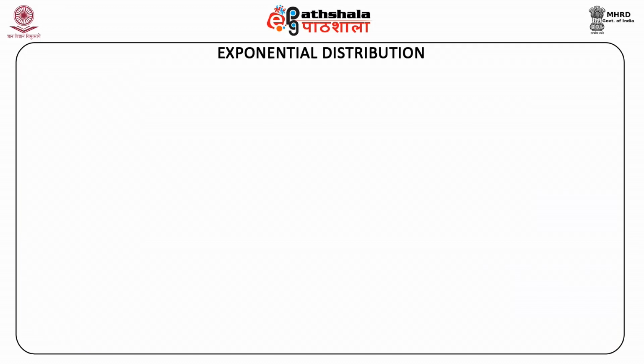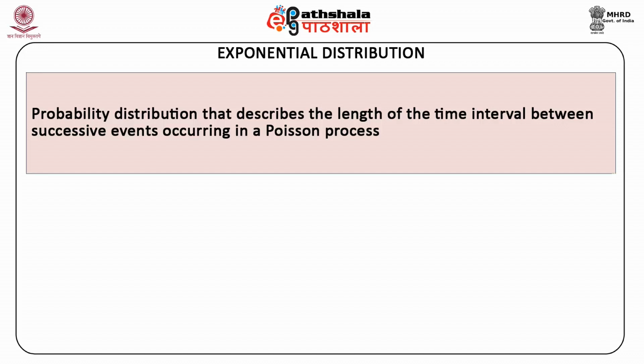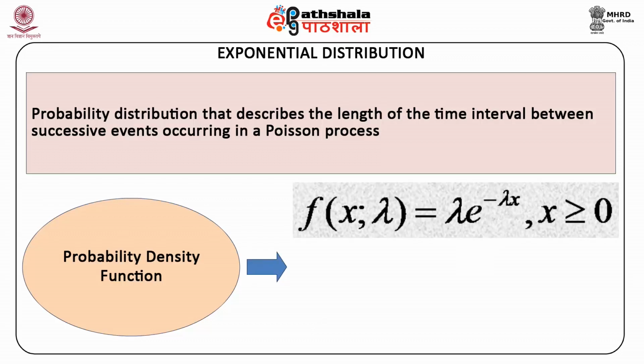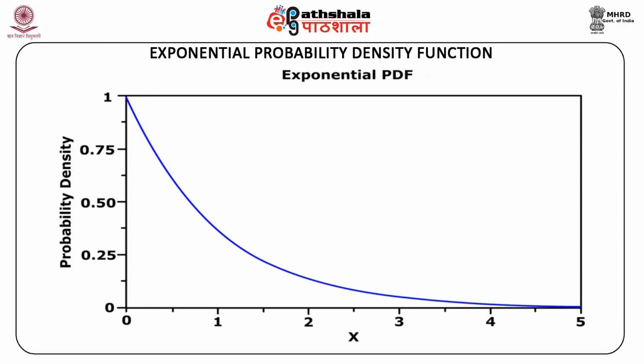Further, moving on to the exponential distribution. The exponential distribution is the probability distribution that describes the length of the time interval between successive events occurring in a Poisson process. The formula for the probability density function of the exponential distribution with parameter lambda is f(x, lambda) = lambda e to the power minus lambda x when x is greater than or equal to 0, and is equal to 0 when x is less than 0. The figure is the plot of the exponential probability density function.